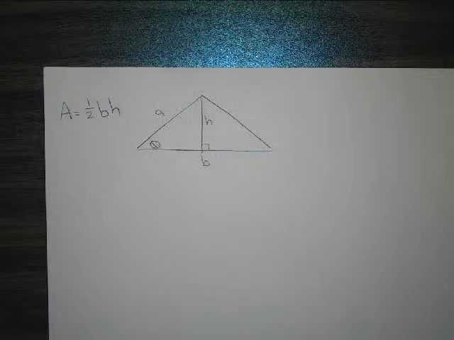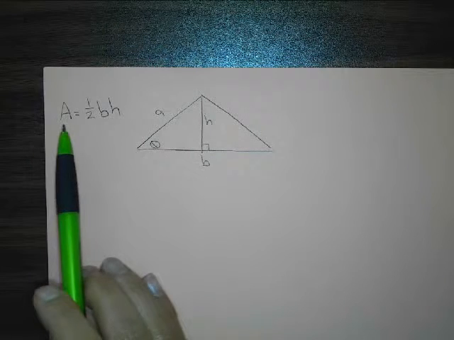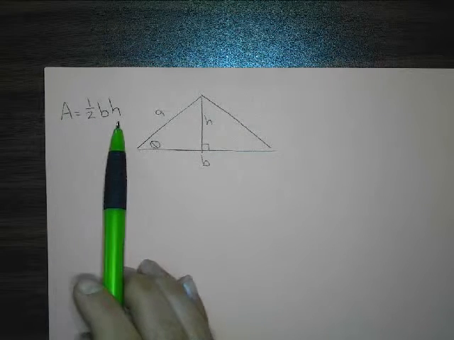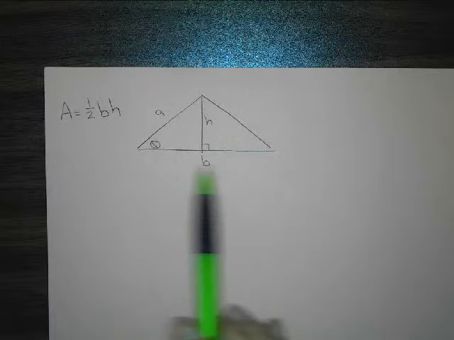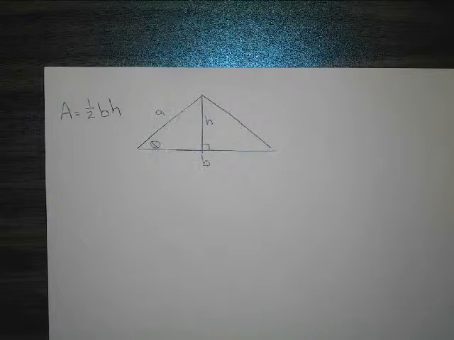In this video, we're going to talk about how to find the area of a triangle using trig. So we have our usual area formula, area equals 1/2 base times height. And we have a triangle here. I'm going to give you guys a second to draw that.